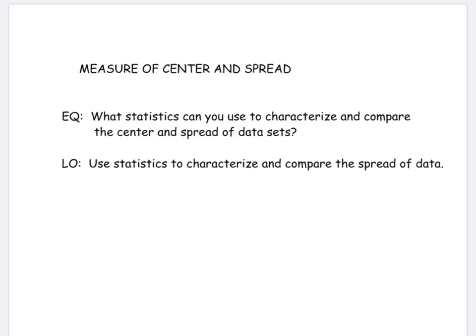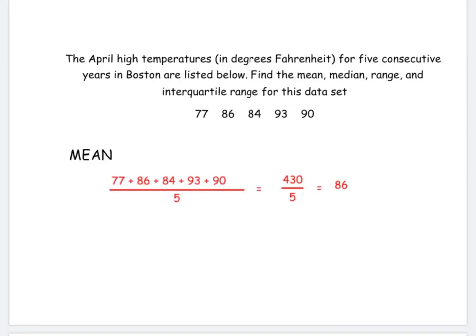All right, what we're looking at today is the measures of center and spread. Measures of center are the mean and the median. So to find the mean and the median, let's take a look at the following example.